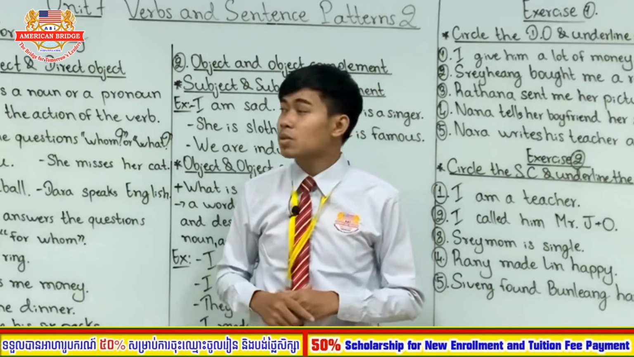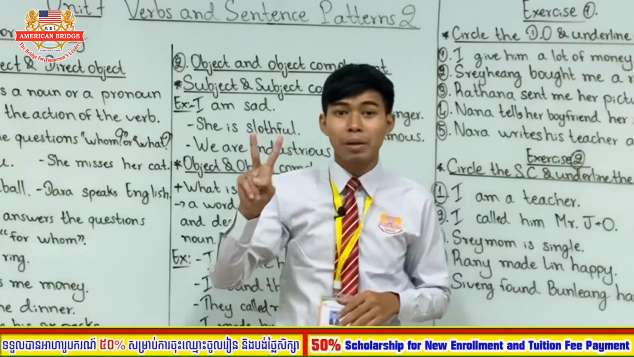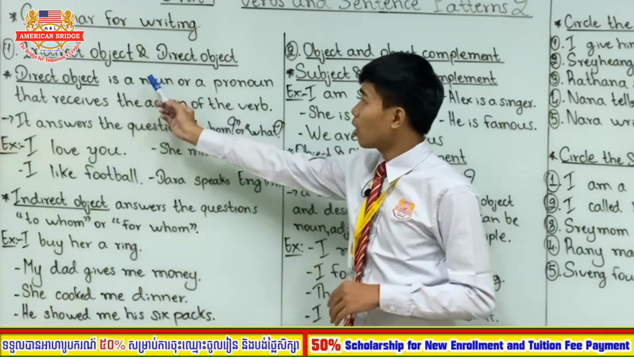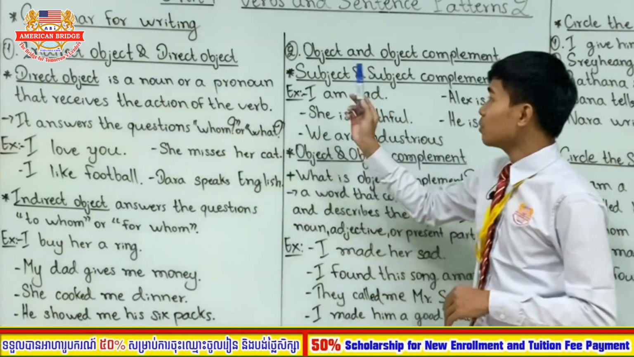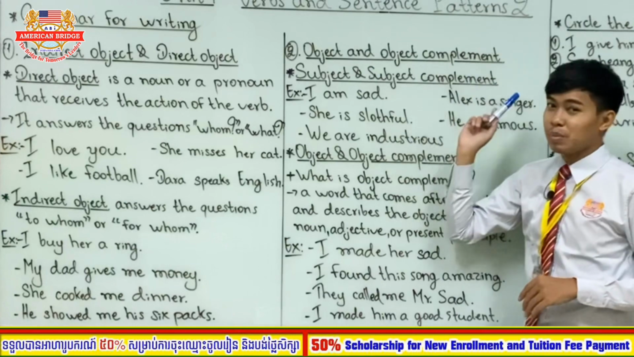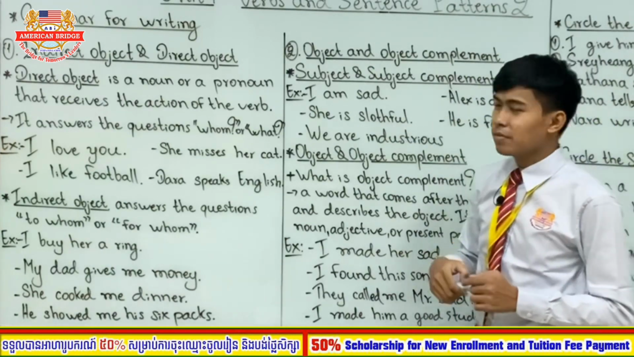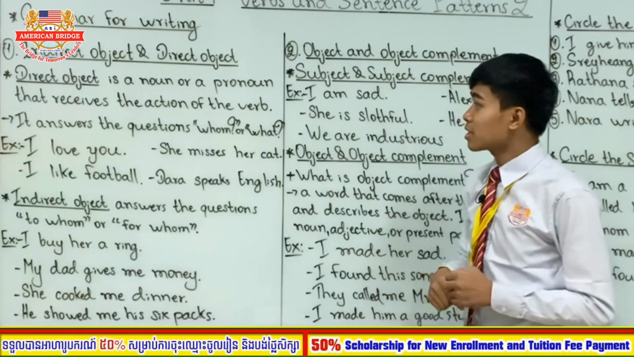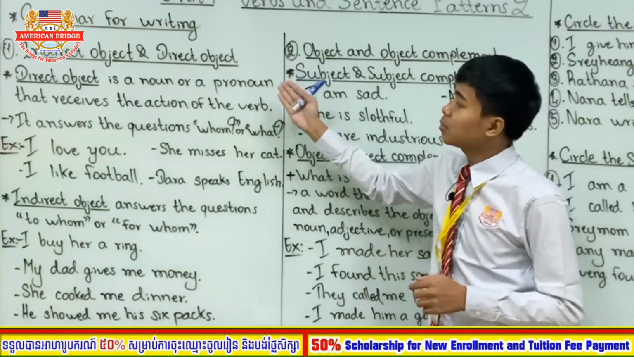Our new lesson today covers, I think, 2 main points. The first one is indirect object. The second one is object and object complement. Okay, it sounds difficult, but they are very easy if you look at me carefully. So let's go to our main point, indirect object.